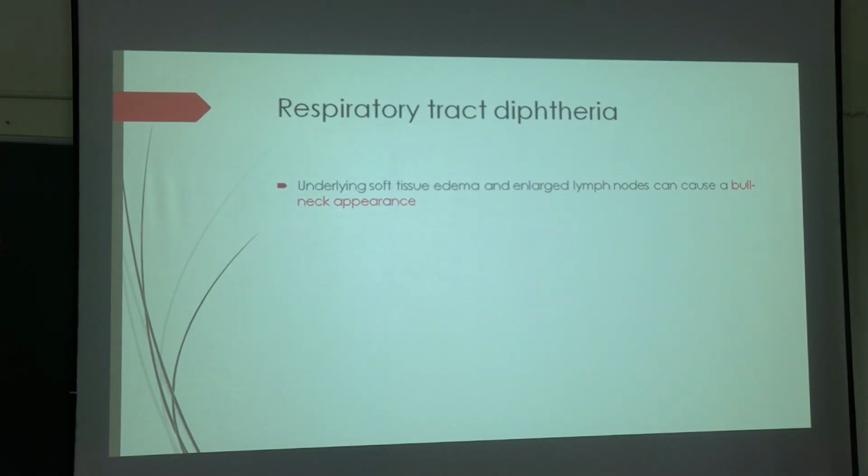There are various causes of cervical lymphadenopathy. It can be upper respiratory tract infections, it can be due to tuberculosis, it can be due to malignancy. But this term bull neck appearance is usually preserved for diphtheria only. The others also cause neck swelling, but this bull neck term is usually preserved for diphtheria. Why is it called bull neck? You have seen the hump in front of a bull, at the back, right? To mimic that.